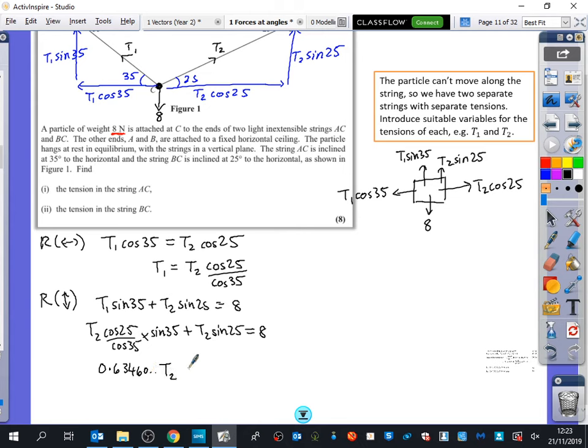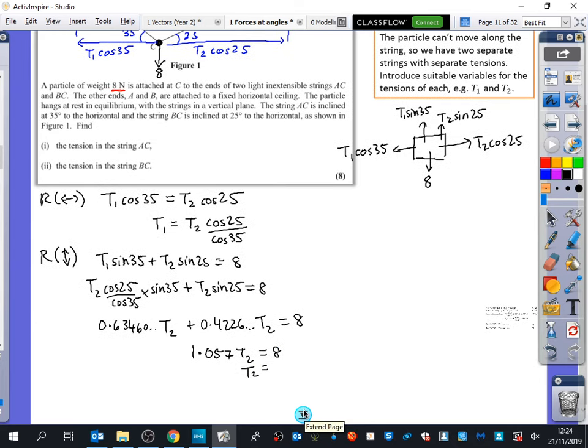0.63460 T2 plus sine 25. Wait, so why did the T1 disappear? Oh, I replaced T1 with this thing. Okay. And then sine 25 is 0.4226, blah, blah, blah, T2, which is equal to 8. So then you can add these two bits together, and you should get 1.057 T2 equals 8. So T2 equals 8 divided by that.